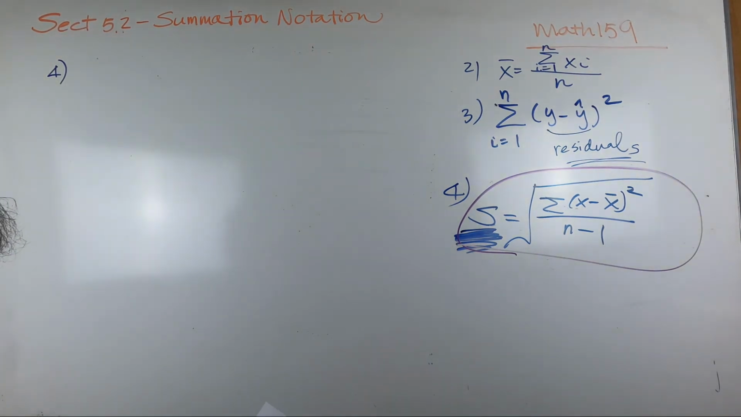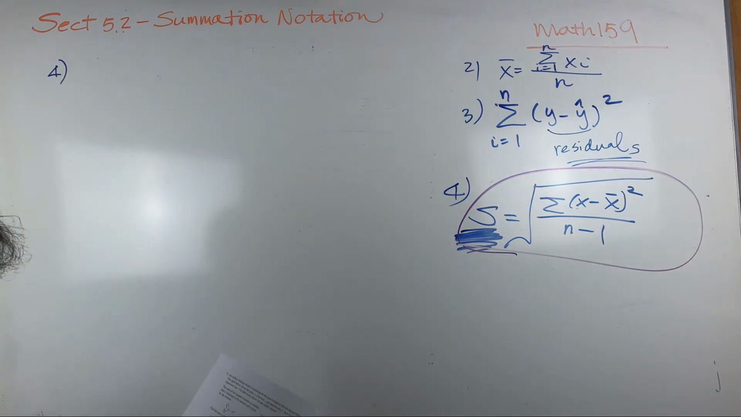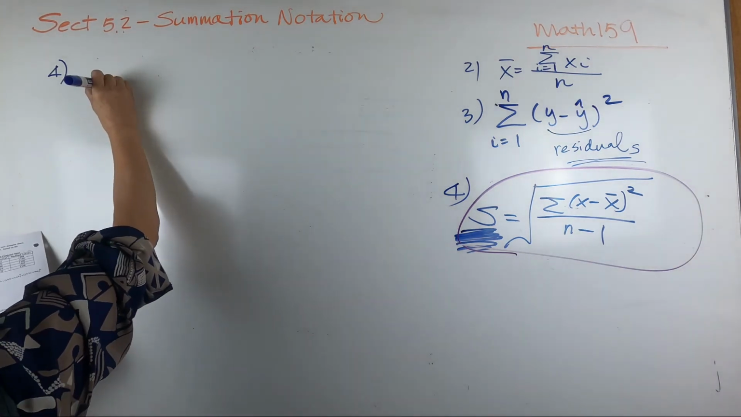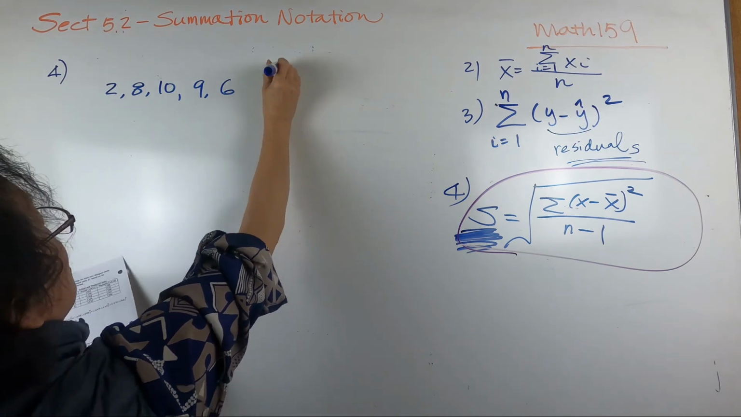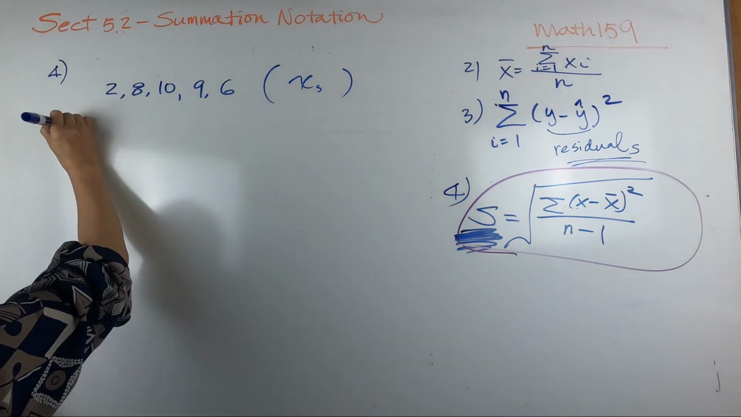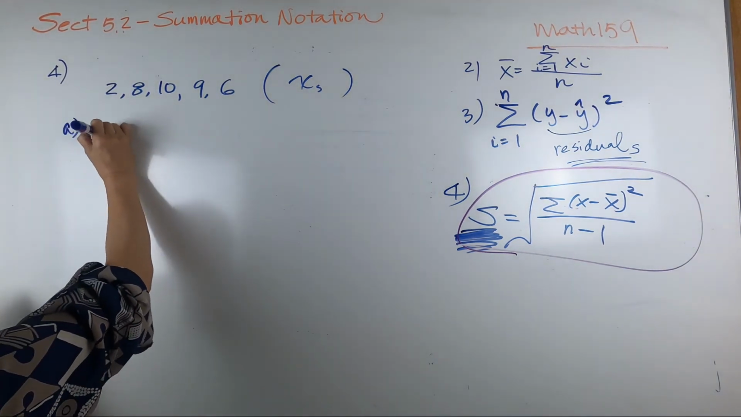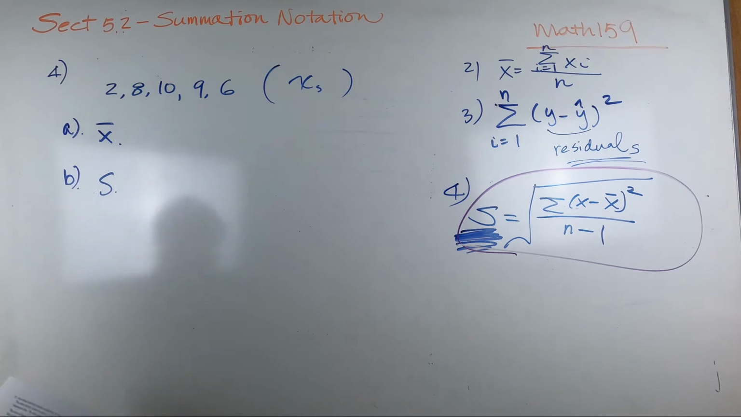Let's look at example 4. We are going to calculate the mean and standard deviation, okay, for the following set of sample data by hand. Round all values to 4 decimal places when possible. So you will be given 2, 8, 10, 9, 6. Those are your x's. Okay? Now, let's calculate the mean. We want you to find the mean, right? Then, we want you to find the standard deviation.